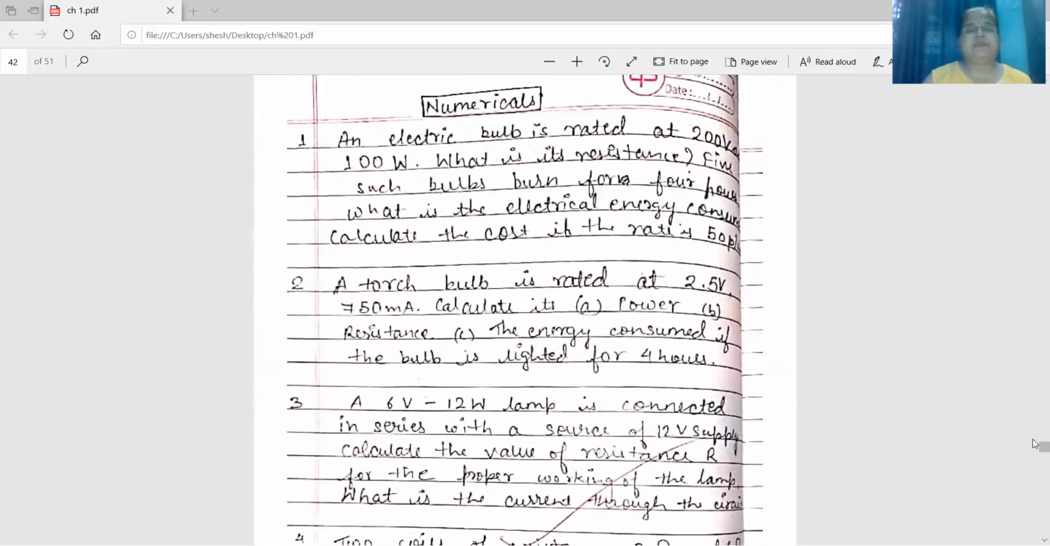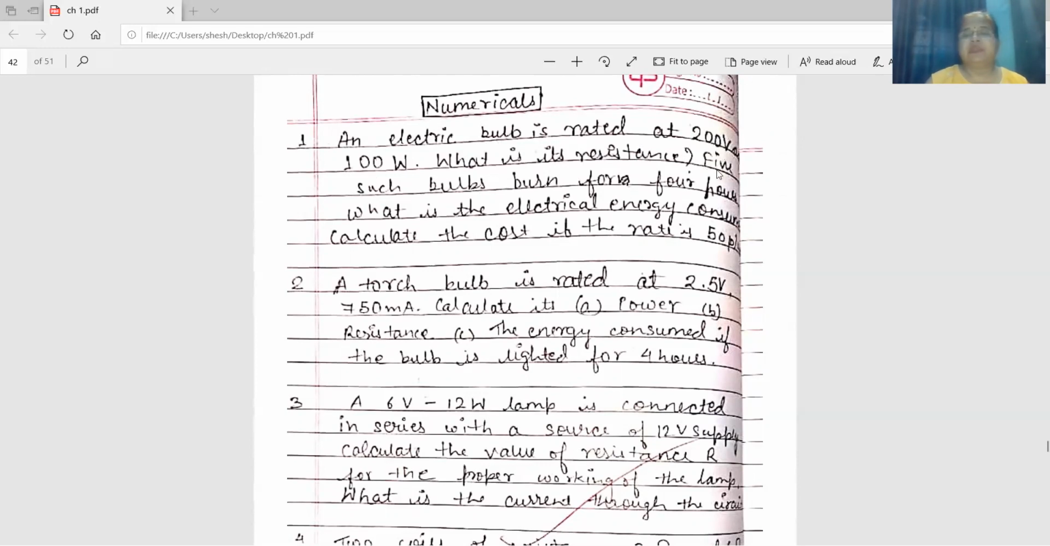Now read the first question. An electric bulb is rated at 200 volt and 100 watt. Power is given as 100 watt. Potential difference is given as 200 volt. What is its resistance? This is part A. So we know this is V, V is 200, P is 100 watt. You are asked to find out resistance. We know P equals V squared by R, so R equals V squared by P. Using this formula, we can get it.